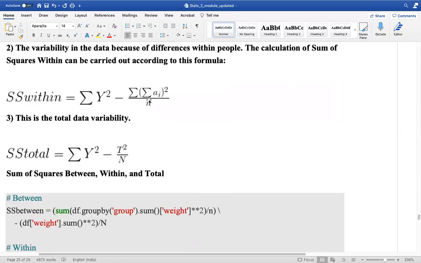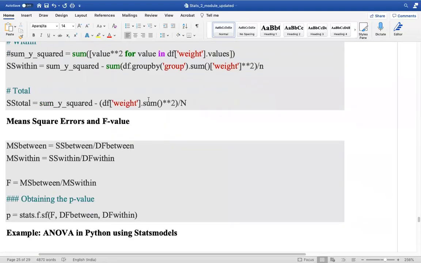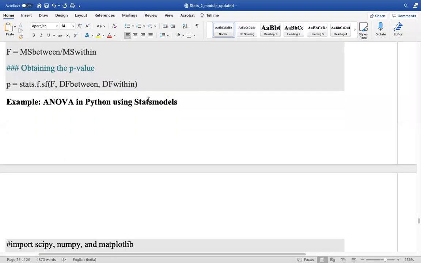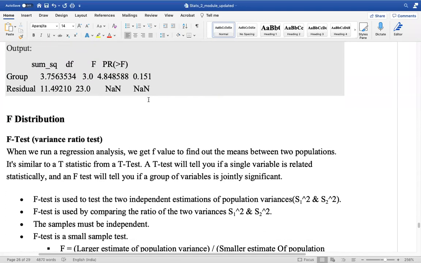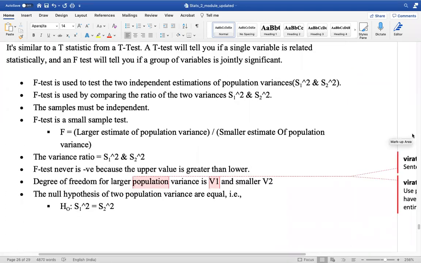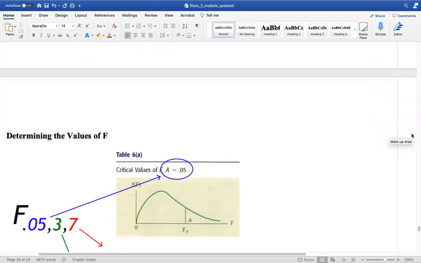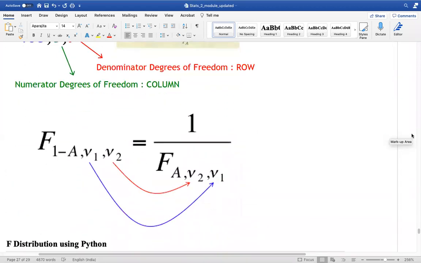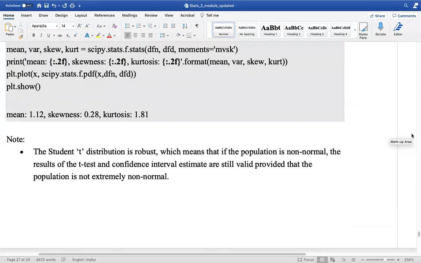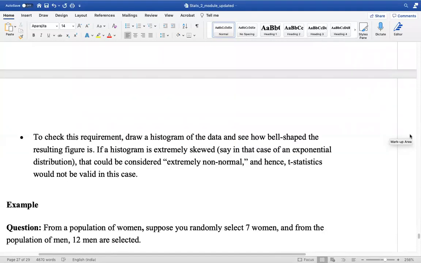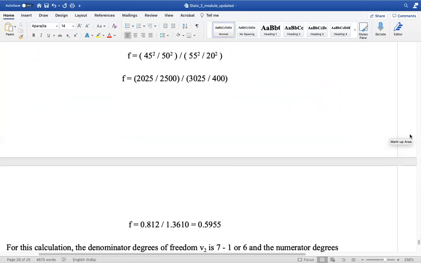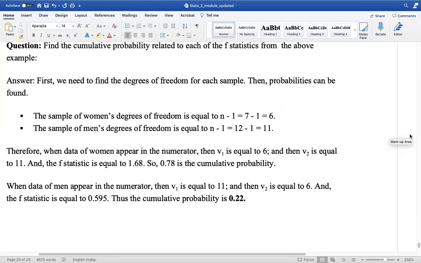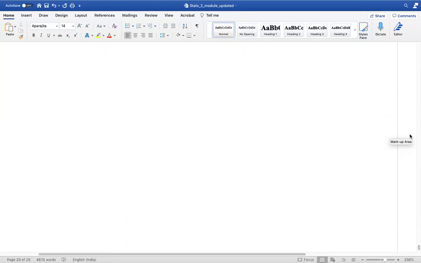There are some formulas: mean square error, and this is the F value. If you take the ANOVA test directly, it can give you this F value. ANOVA is nothing but this F value only. We have to calculate the F value. That is the proper way to calculate the ANOVA.